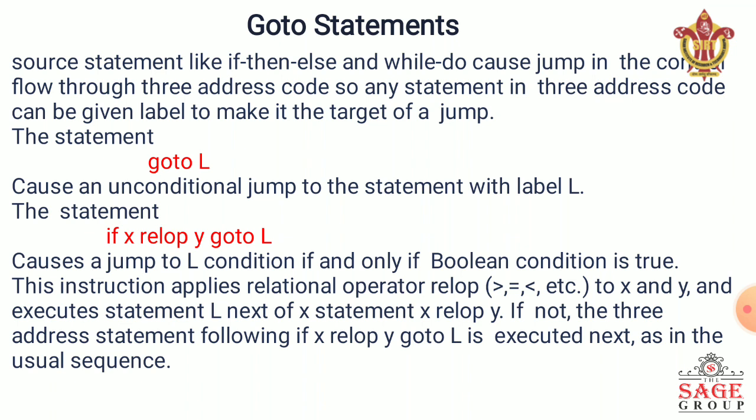There are two types of go-to statement. One is unconditional go-to, and another one is conditional go-to. In unconditional go-to, we do not apply any condition, and directly jump to another statement. So the statement go to L causes an unconditional jump to the statement with label L, meaning without any condition we directly go to the statement labeled by L. And if X relational operator Y, meaning X and Y are connected with the help of some relational operator.